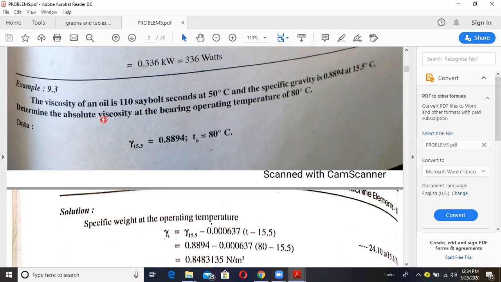So coming to the data, specific gravity is always represented by gamma. Gamma at 15.5 degrees Celsius is equal to 0.8894. That is nothing but specific gravity at 15.5 degrees is equal to 0.8894. And they have given the operating temperature T0 is equal to 80 degrees Celsius.